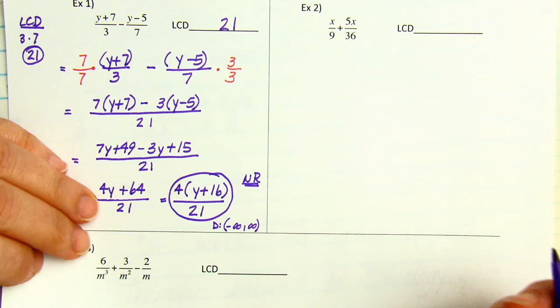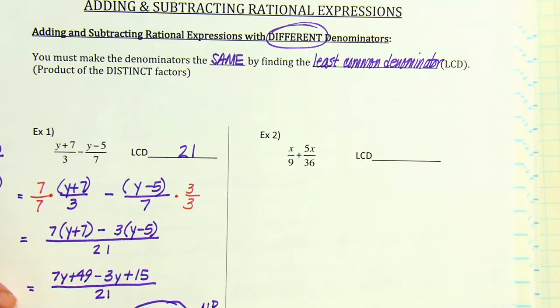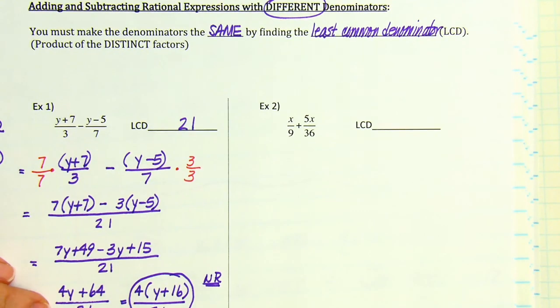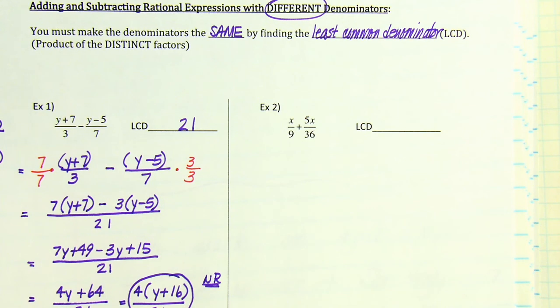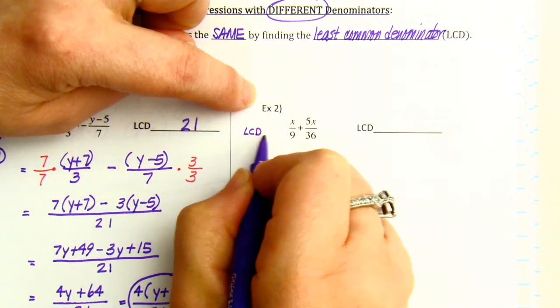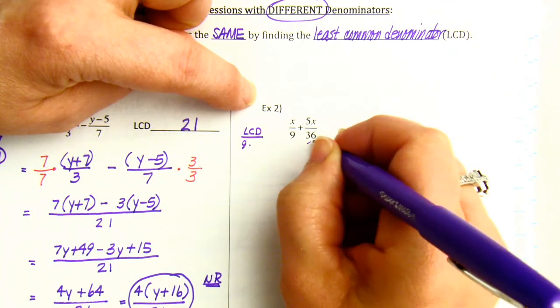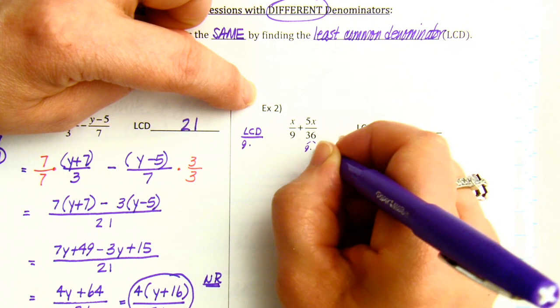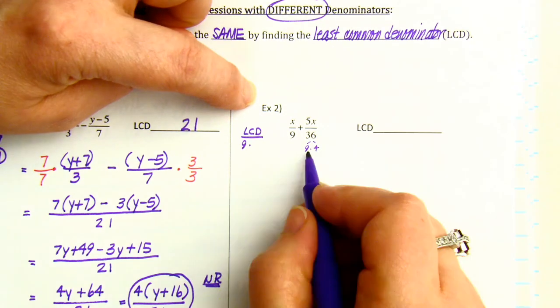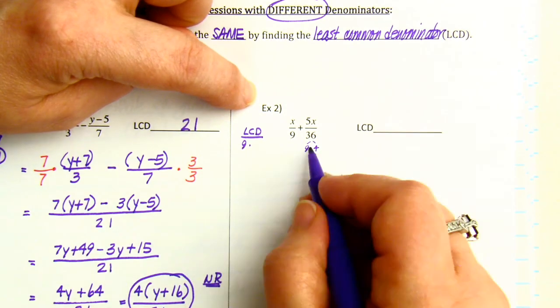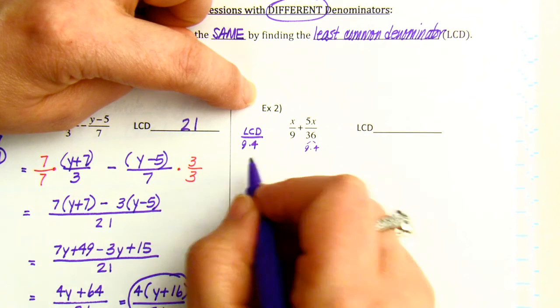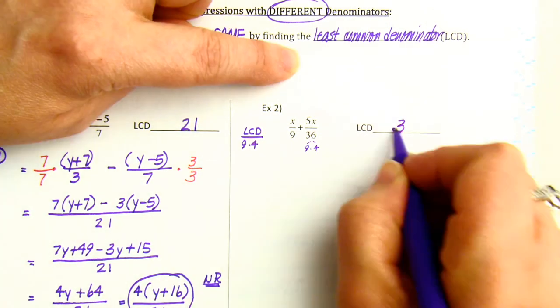Example 2. First denominator is 9. Second denominator is 36. Well, when you're building your LCD, you need everything in the first denominator. That's a 9. 36 is really 9 times 4. Folks, the 9's already in there. The 4 is not, so I have to put it in there, and my least common denominator here is 36.